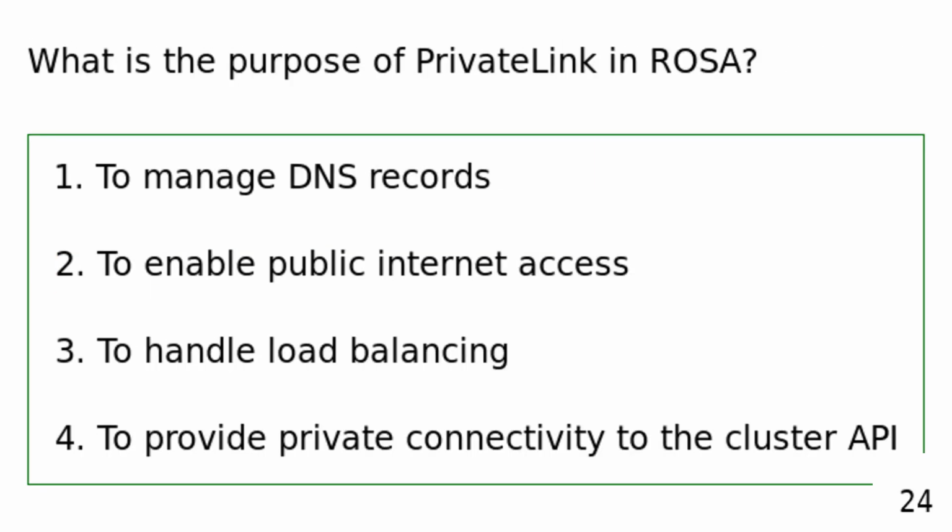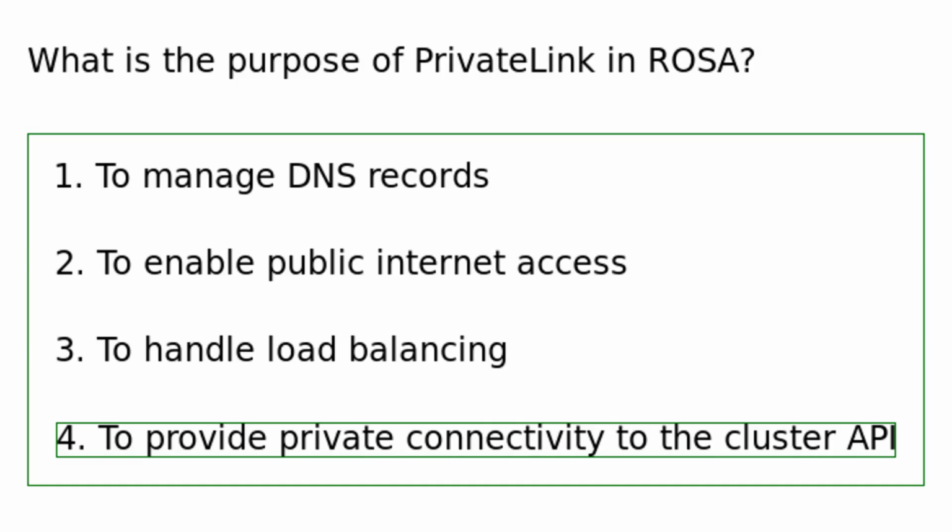What is the purpose of PrivateLink in ROSA? To manage DNS records. To enable public internet access. To handle load balancing. To provide private connectivity to the cluster API. PrivateLink in ROSA provides private connectivity to the cluster API, enhancing security by keeping traffic within the AWS network.